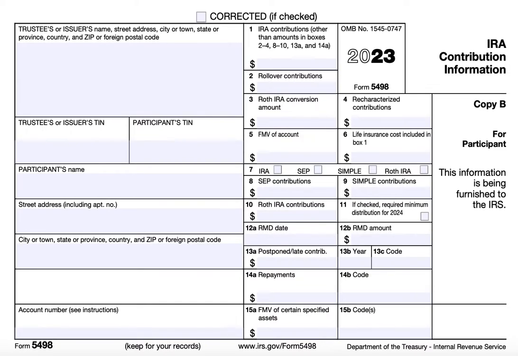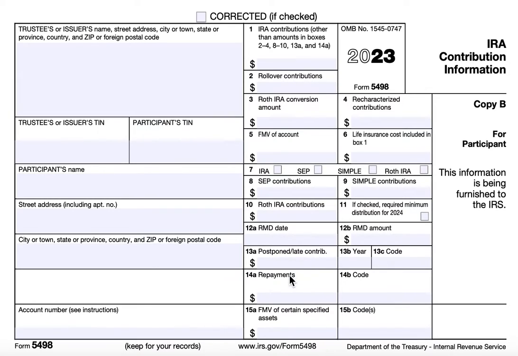Box 12A would indicate the date by which the RMD must be distributed to avoid the excise tax on any undistributed amounts. And then box 12B would show the dollar amount that must come out of this account. And again, your custodian is responsible for calculating this based on your age that's in their records, as well as the fair market value of the account at the end of the calendar year.